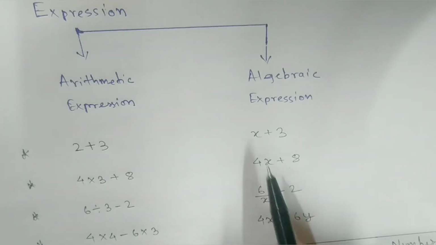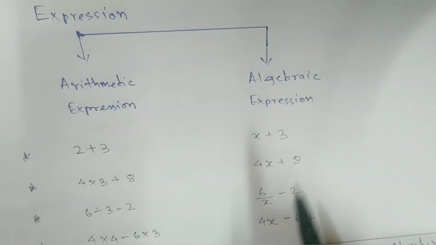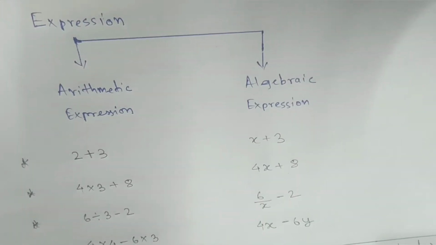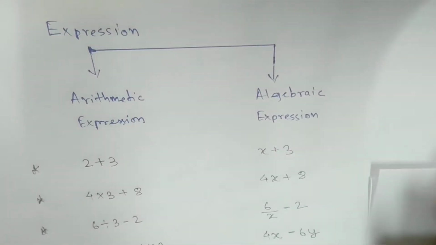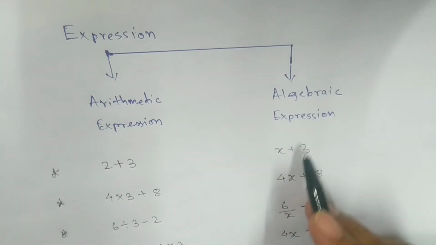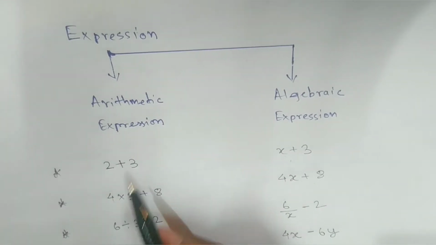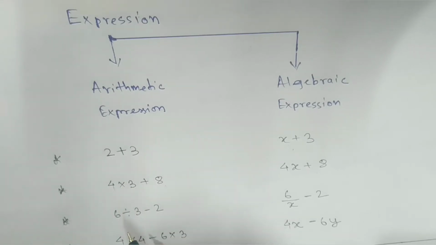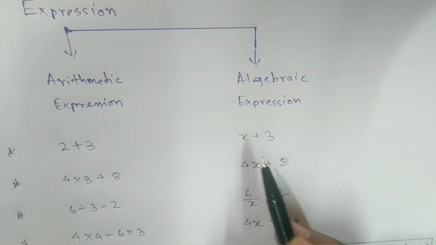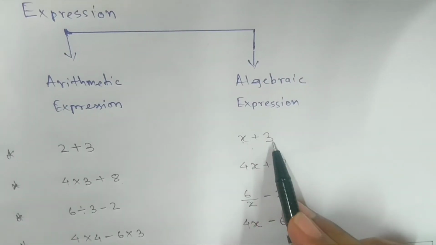So what do we call this number? We call this number a variable. So variable is what? A symbol having an unknown numerical value, not known. If we have a fixed value, then we call it a constant. That means if you look here, 2 and 3 are constants, 4, 3, 8 are constants. But if you look at this one, you can see there is a variable and a constant.